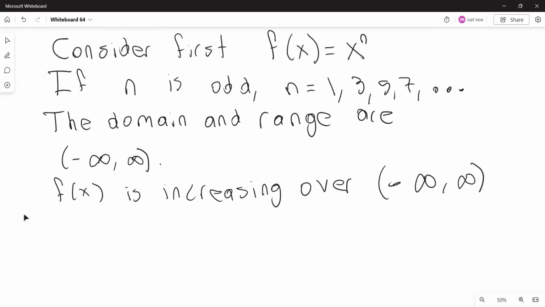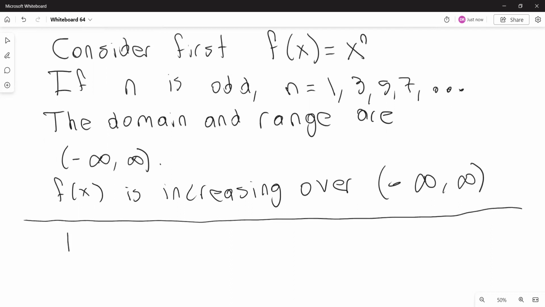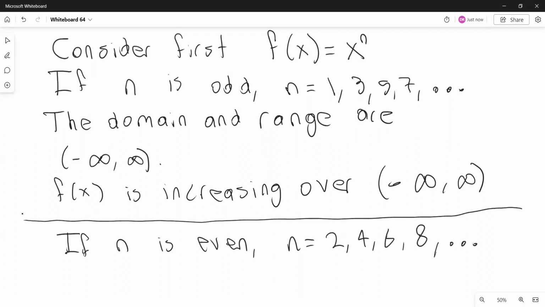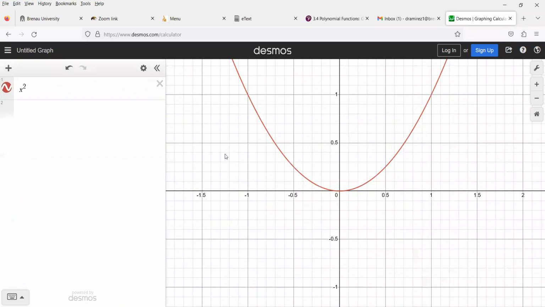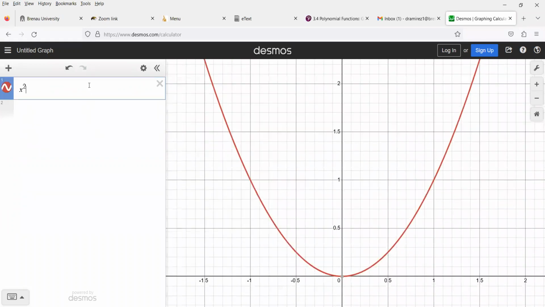Now let's see what happens if n is even. If n is even, that is when n is 2 or 4 or 6 or 8, and so on. Well, even and positive, so we're not going to include 0, because that's the function identically 0, which is not very interesting. So let's start with x squared. That's a function we spent a good amount of time on.